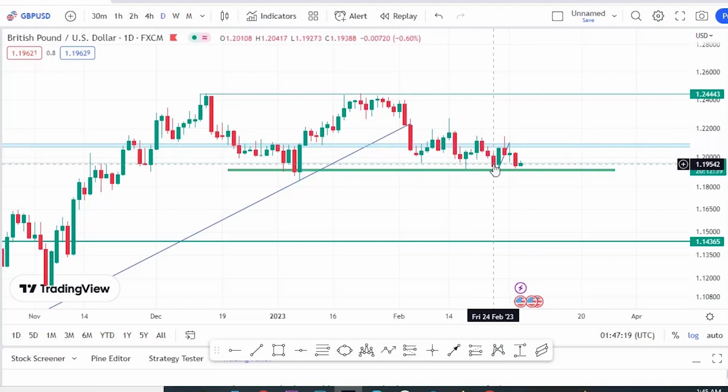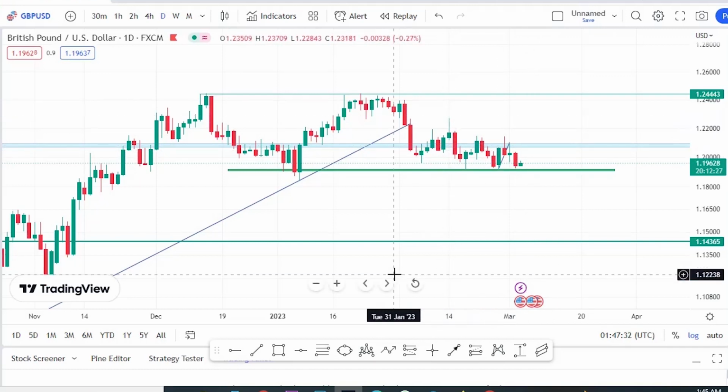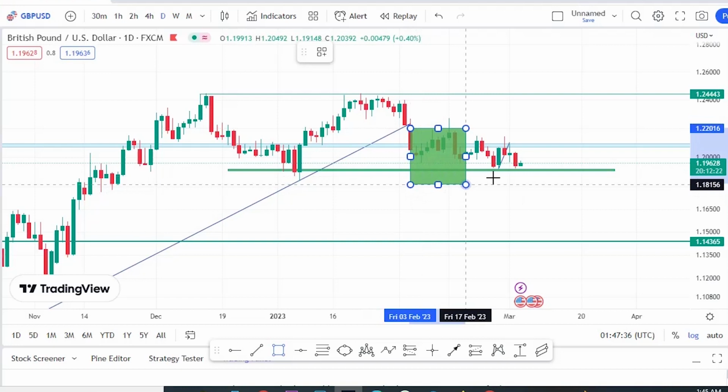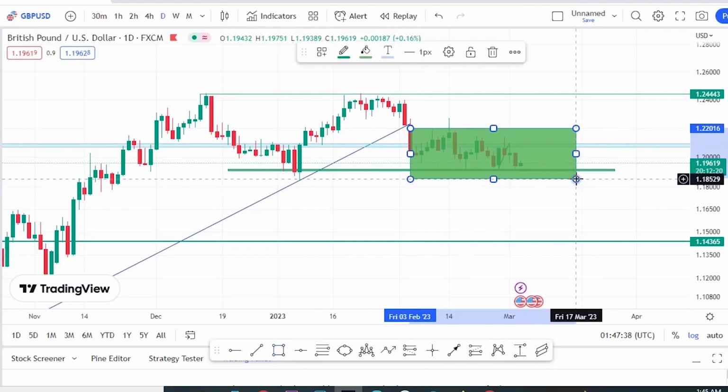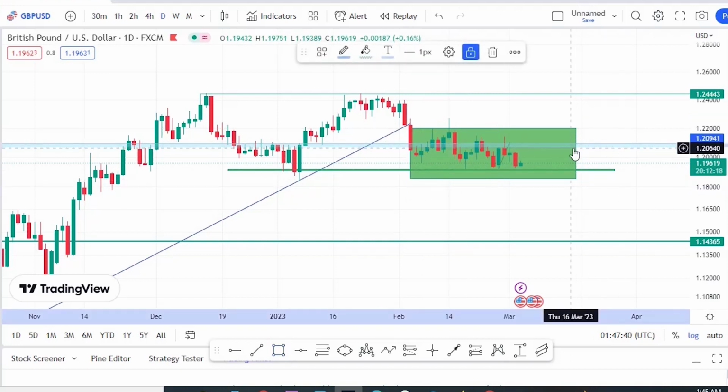Price pushed back to this green bar right here, respecting it and now pushing all the way up to the daily resistance once again. So price has been playing along right here for a while now.